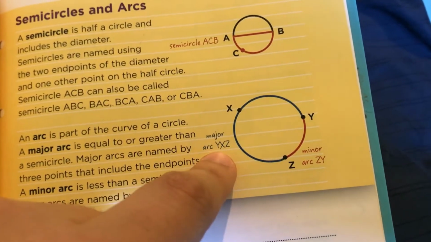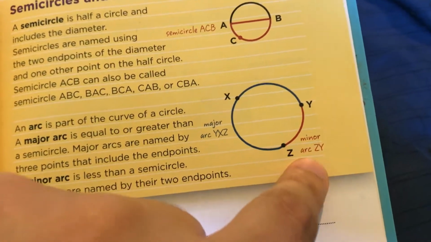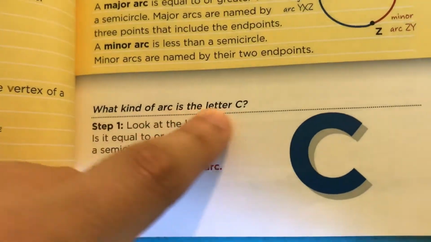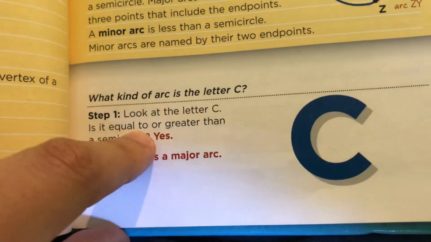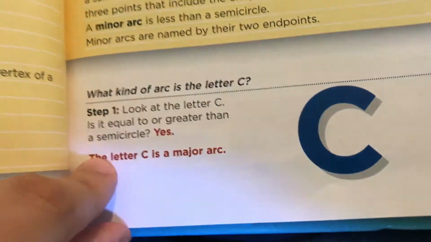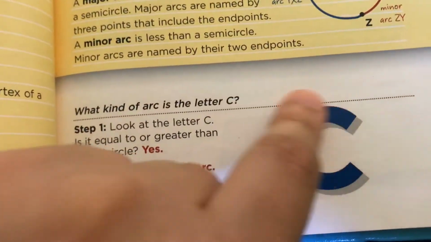Okay? Major arc, Y, X, Z. Minor arc, Z, Y. What kind of arc is the letter C? Look at the letter C. Is it equal to or greater than a semicircle? Yes. The letter C is a major arc.